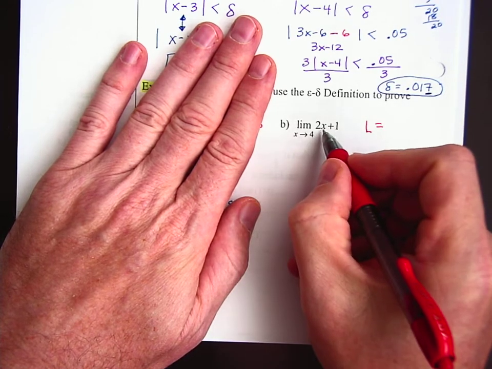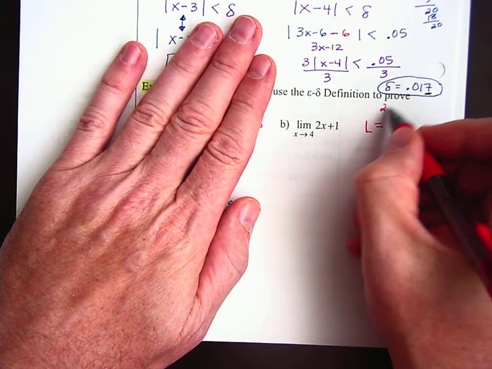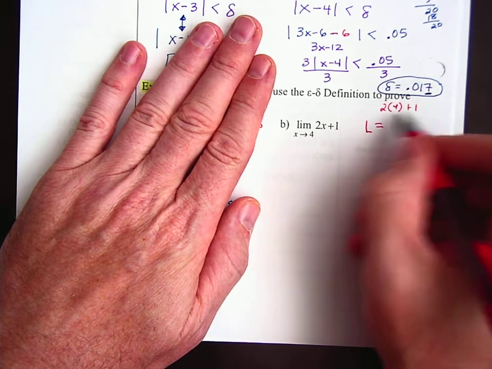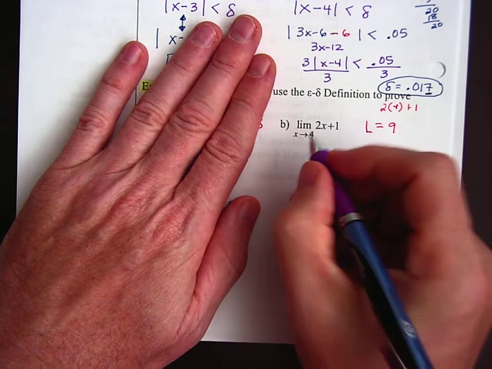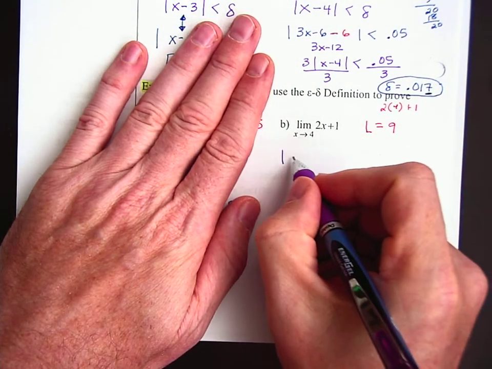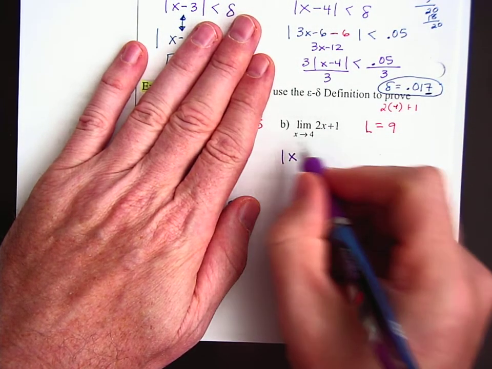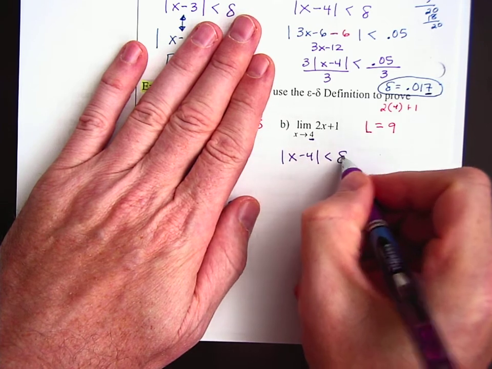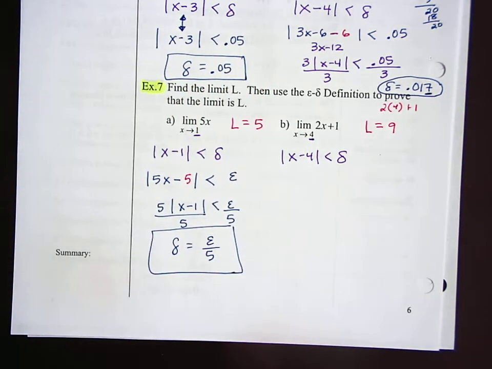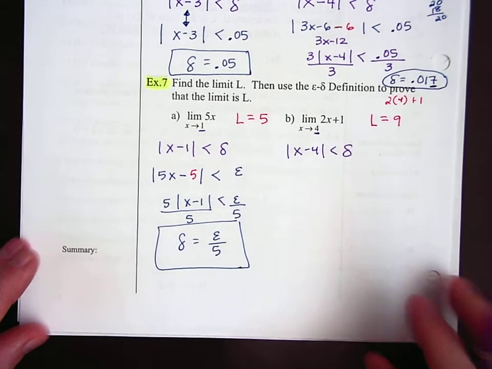So the limit is what we get when we plug that in there. 2 times 4 plus 1, that's 8, plus 1 is 9. So the limit's 9. Our alternate first step could have been going directly to absolute value of x minus c is less than delta. So either of those steps could come first. Doesn't really matter.